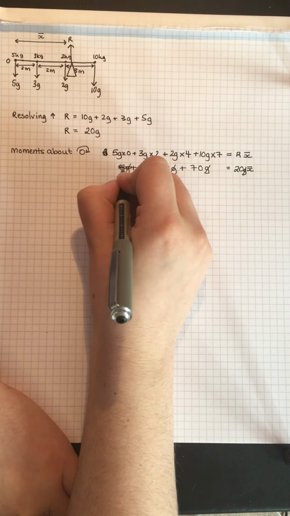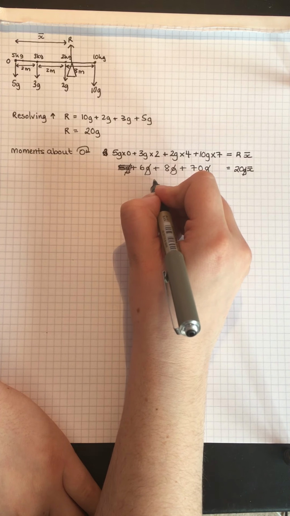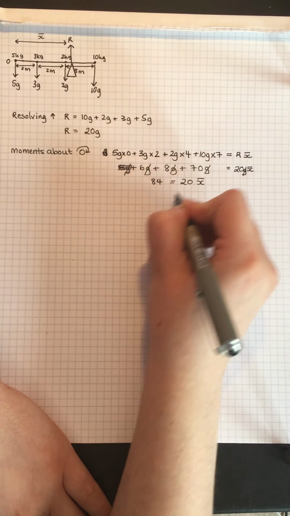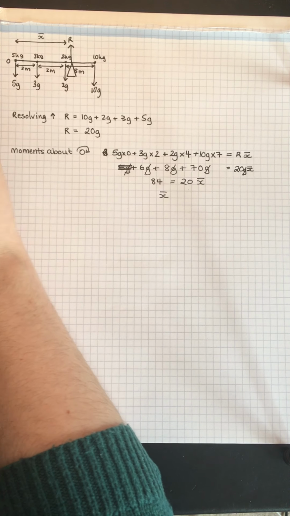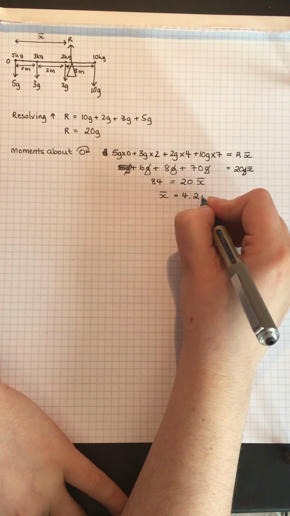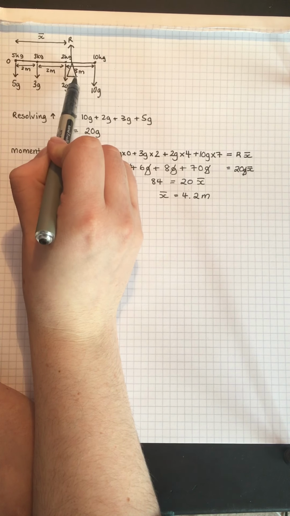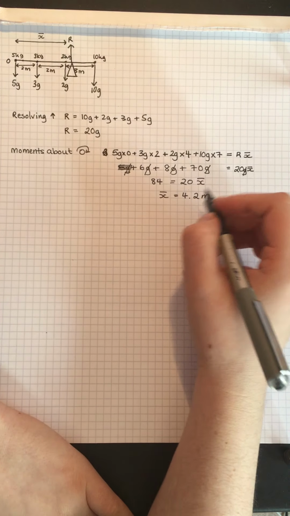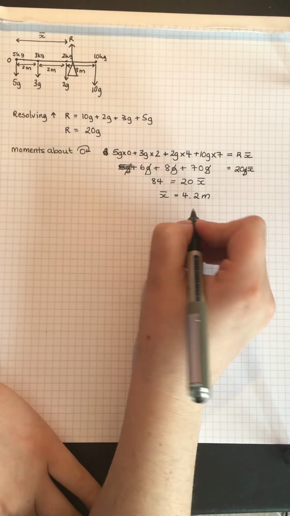Oh, that was times 0, so that should be gone. So that's 84 equals 20x bar, which means that dividing 84 by 20 gives us 4.2 meters. So that means that the support would have to be placed about 4.2 meters away from the origin, which means that the centre of mass is 4.2 meters to the right of the origin.